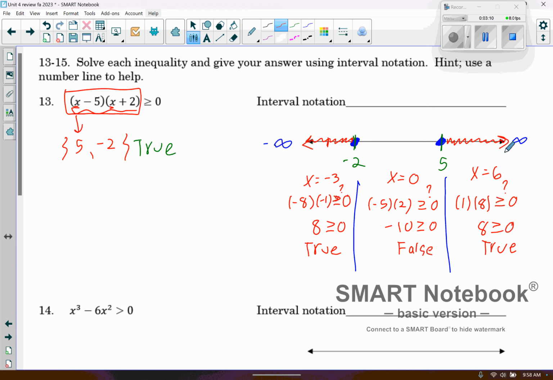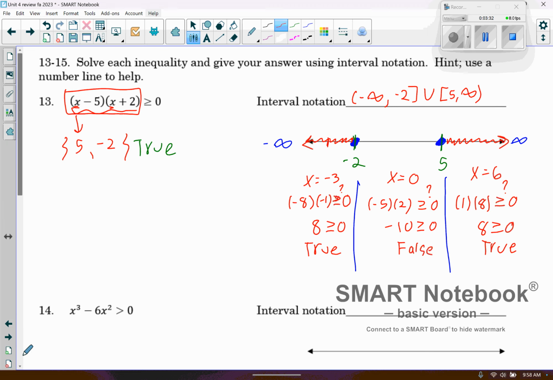So my interval notation would be from -infinity to -2, and we'll bracket that because we get to include that. And then union from 5 to infinity. And so that's our first one.